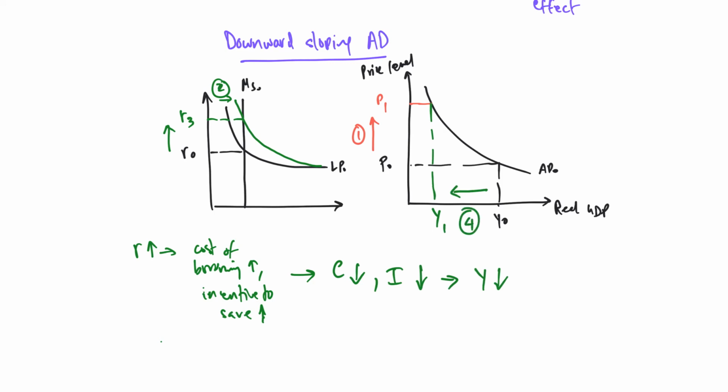Okay, so repeating this process: when the price level goes up, it results in people demanding more money to buy the same amount of goods and services, which in turn would mean the interest rate would go up from R0 to R1. And as a result of this, which was number 3 basically, R0 to R1 results in consumption falling and investment falling, and that explains why GDP falls. So we go from Y0 to Y1. Okay, so that's the downward sloping AD.